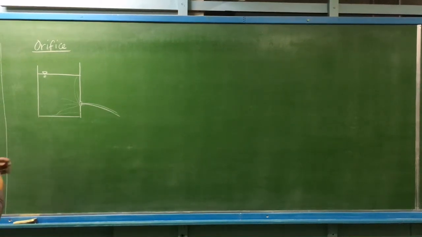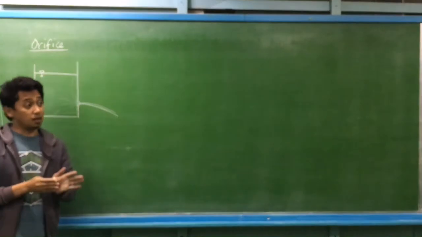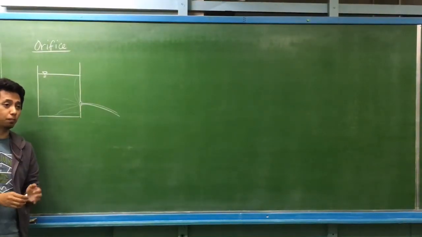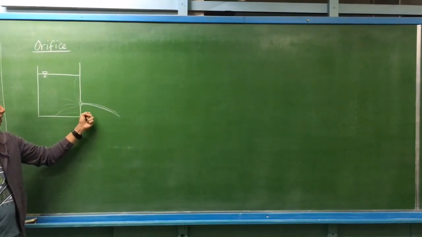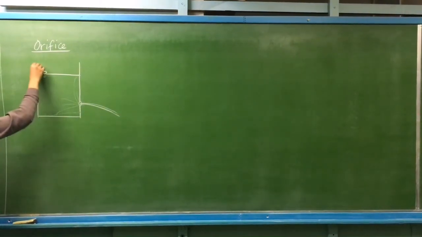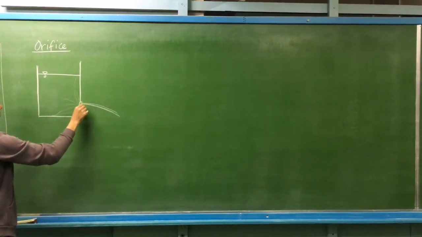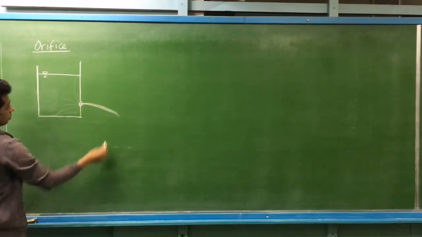And so we proceed to orifice. This is the application of analysis of fluid flow through small holes. Yung paglabas ng liquid sa maliliit na butas. So for example, we have this container. Okay? For example, may butas dito. So obviously, lalabas yung liquid.